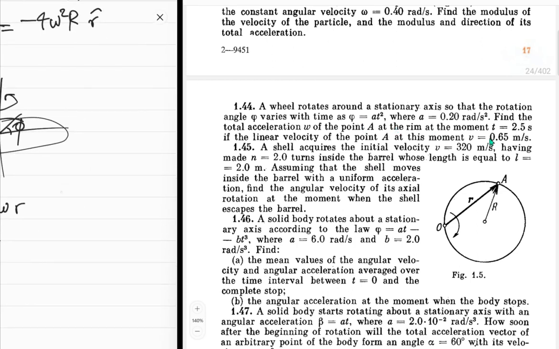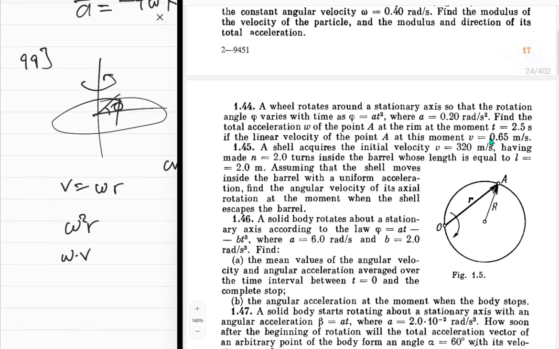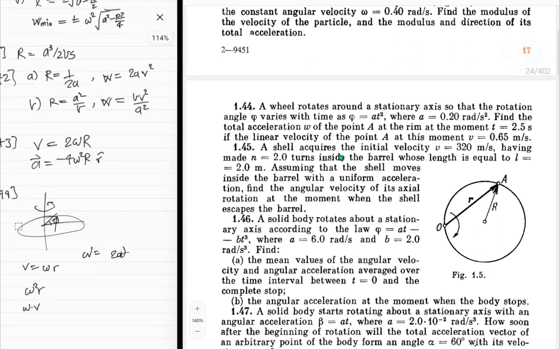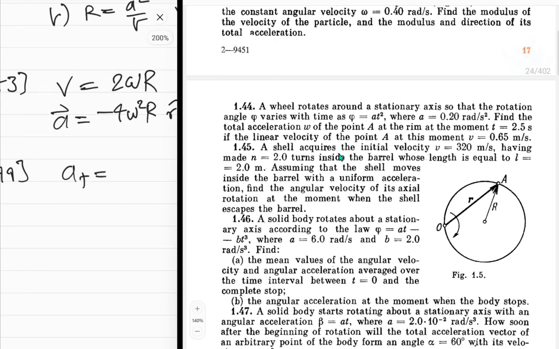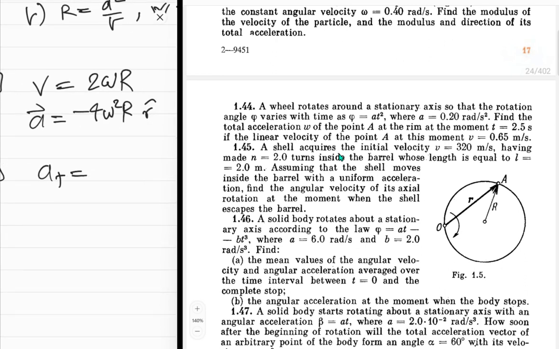So what's omega? Omega is just d phi upon dt, which is 2at. So at t is equal to 2.5, you can figure that out, and then the v that they gave us. Once you got that, you will have the centripetal acceleration figured out, and the tangential acceleration is kind of constant. So let's do it. The tangential acceleration is the second derivative of this thing, right? So d squared phi upon dt squared. Oh, that would be the angular acceleration. Sorry. Angular acceleration.